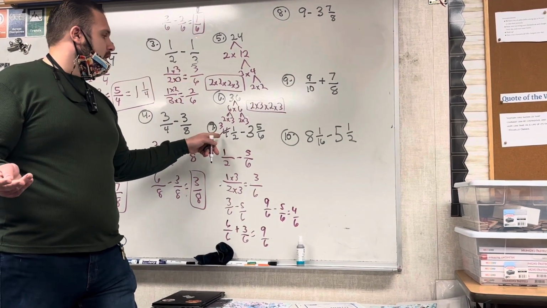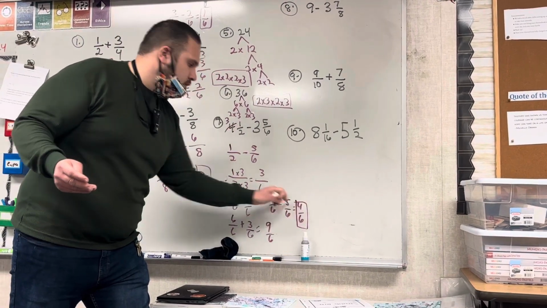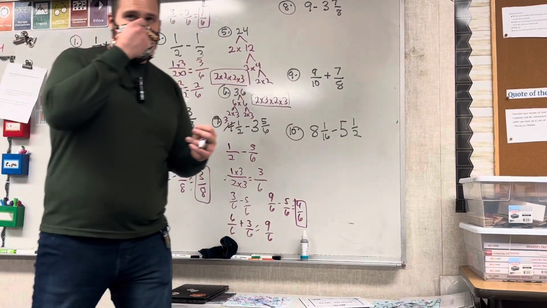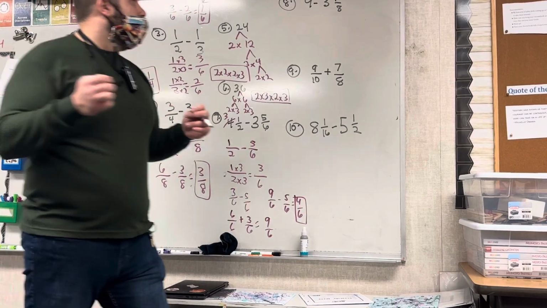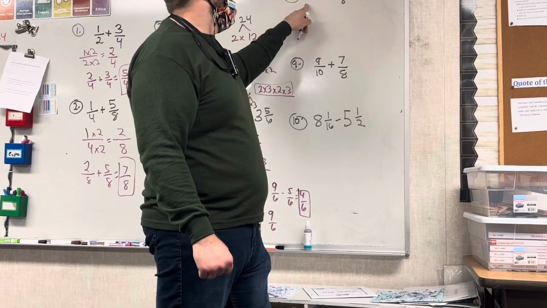Finally, I subtract my whole numbers. 3 minus 3 is 0. So 4/6, or 2/3, is my final answer. Okay? Number 8. We don't have a fraction here, but we have a whole number that we can convert into a fraction.